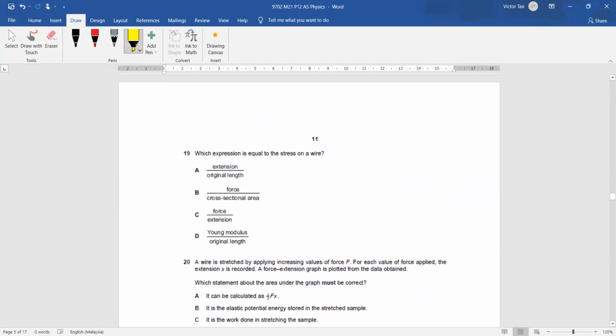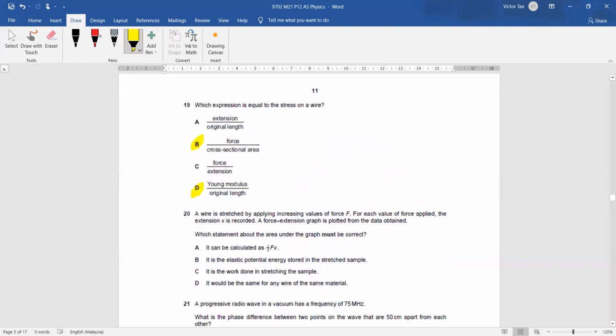Which expression equals the stress on a wire? So Young modulus equals stress over strain. So stress is Young modulus times the strain. There's no answer there. Stress is also the same unit as pressure: force over cross-section area. Okay.